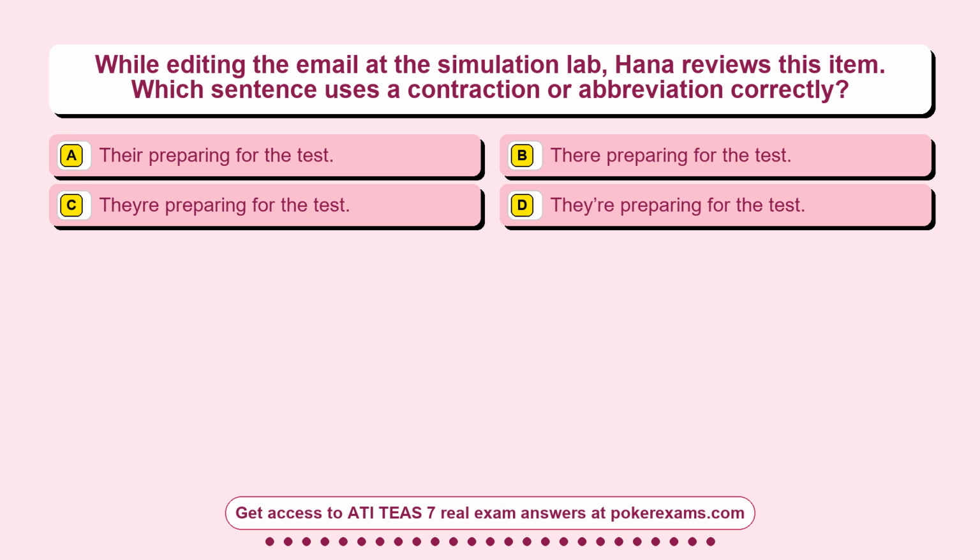Question 21. While editing the email at the simulation lab, Hannah reviews this item. Which sentence uses a contraction or abbreviation correctly? Option A. They're preparing for the test. Option B. They're preparing for the test. Option C. They're preparing for the test. Option D. They're preparing for the test.